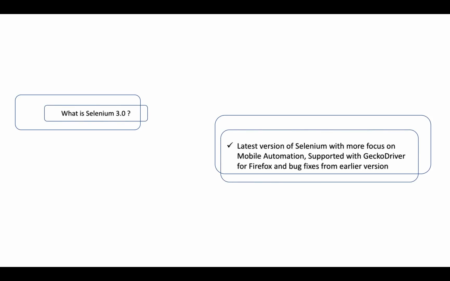What is Selenium 3? It's the latest or current version of Selenium, which has more focus on mobile automation, supported with Geckodriver for Firefox. Previously, if you needed to work with Firefox, you didn't need Geckodriver, but now on the automation front you have to use Geckodriver. Some bug fixes were also included over the previous version.